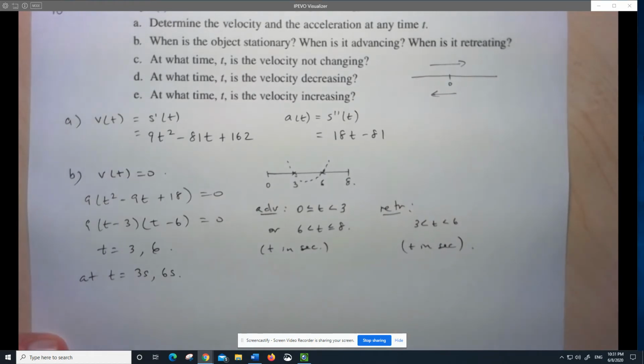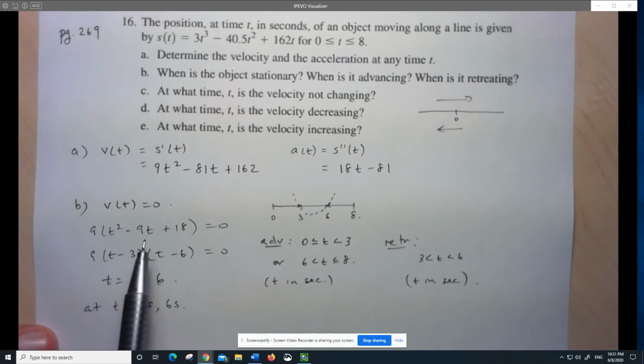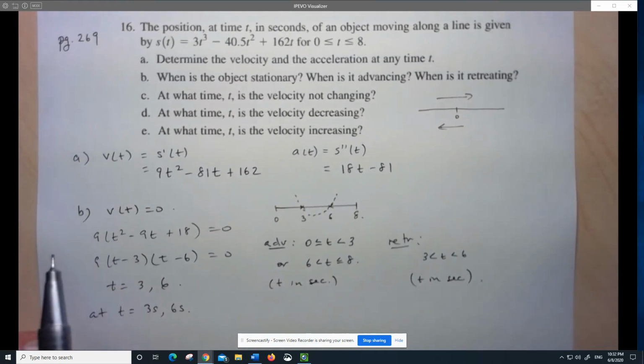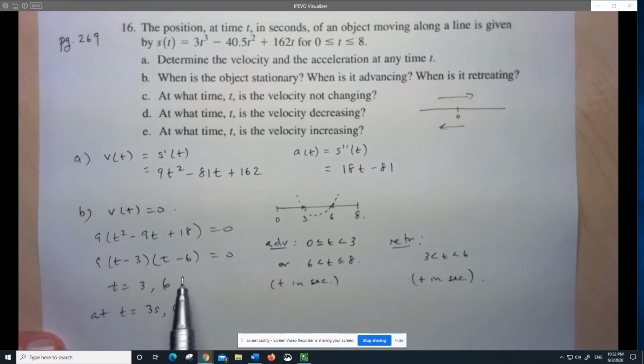All right. So again, this is where we see how we can use the sign of a function or its derivative, or likely its second derivative, to determine information about objects moving in a straight line.